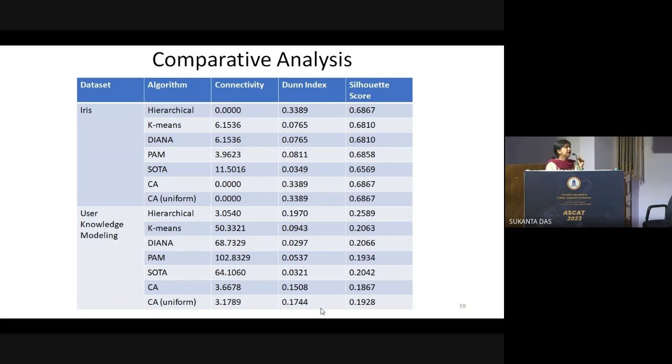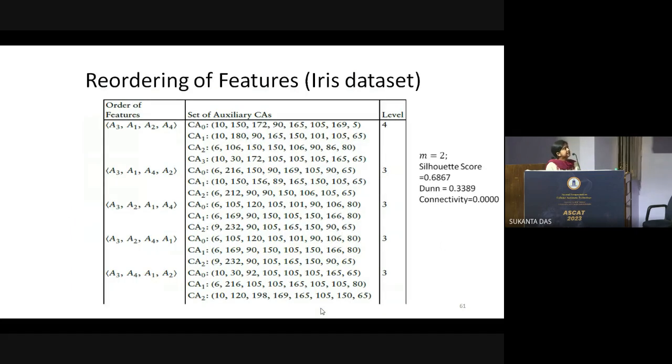One more thing I want to mention: other than non-uniform CA, we did the work using uniform CA where we consider the 5 neighborhood architecture. These are the results, and here we can also show one of the properties of clustering: if we reorder the features, we still get the same type of results.